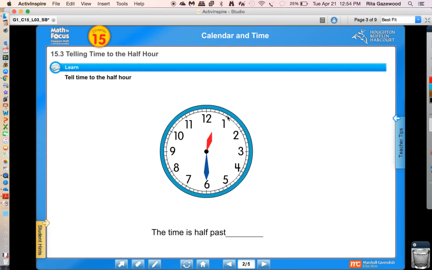It hasn't gotten to the 1 yet. A lot of people want to read that as half past 1, but it hasn't gotten to the 1. You have to remember that it always moves this direction. And that's kind of tricky because 12 and then to 1 is kind of tricky. So that one you just have to be really careful with. All right, let's move on to the next part of our lesson.